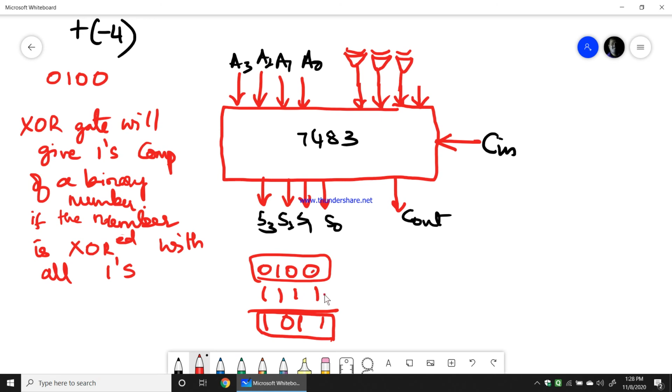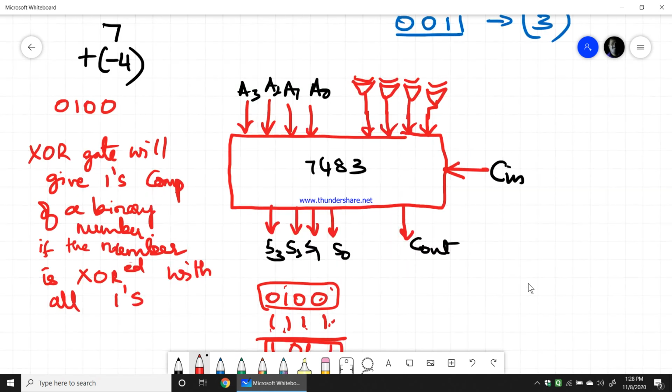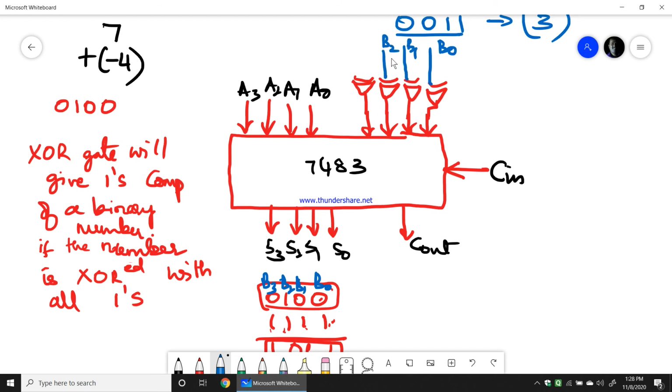Because every input you are XORing: 0 XOR 1, 0 XOR 1, 1 XOR 1, 0 XOR 1. So each input should be connected to an XOR gate. Now the next thing is, I will be giving 0 1 0 0, which is nothing but B0, B1, B2, B3 because it's the second number. Therefore, I'll have input B0, input B1, input B2 and input B3.